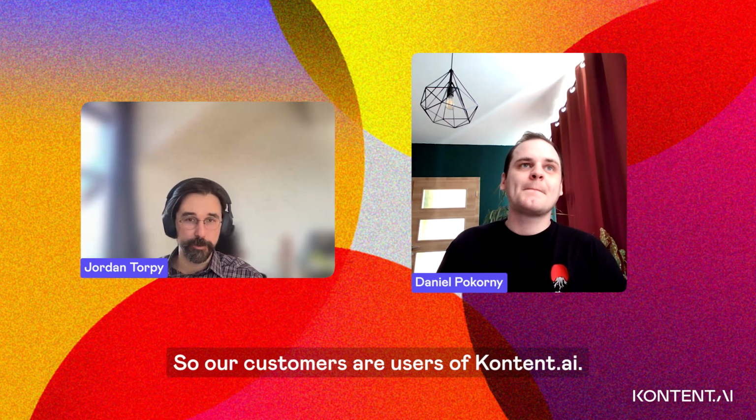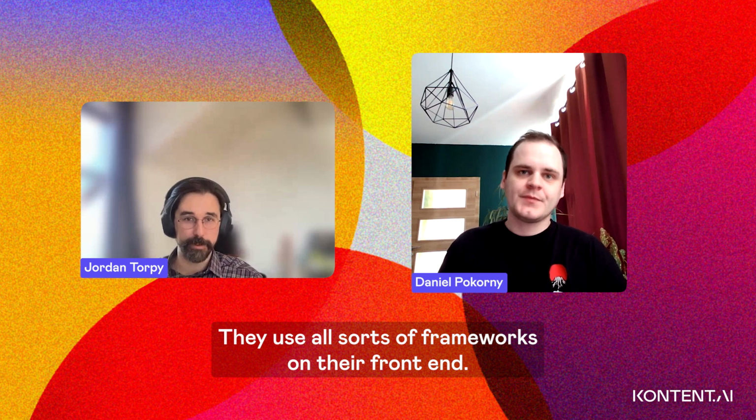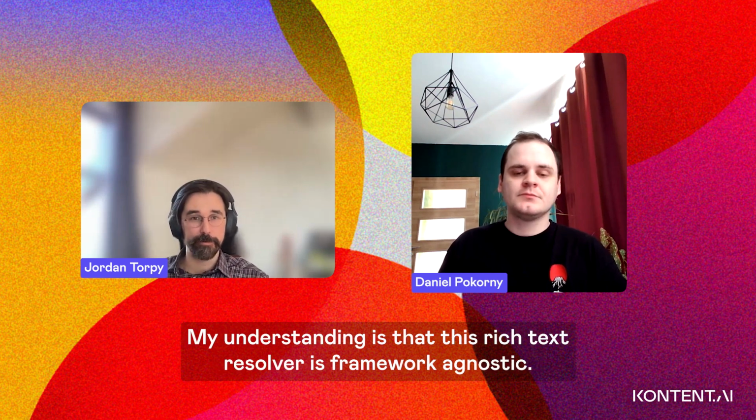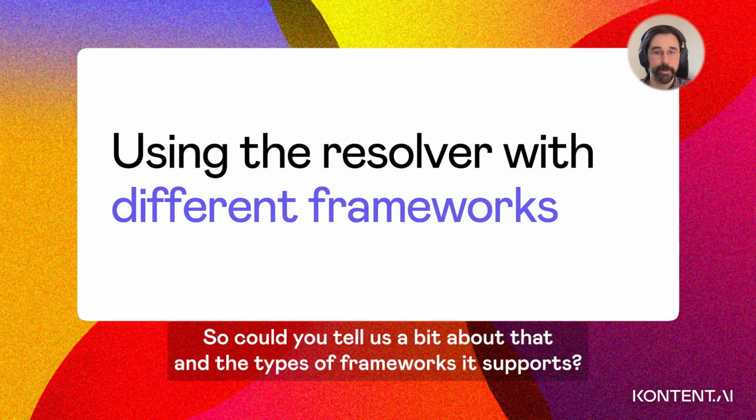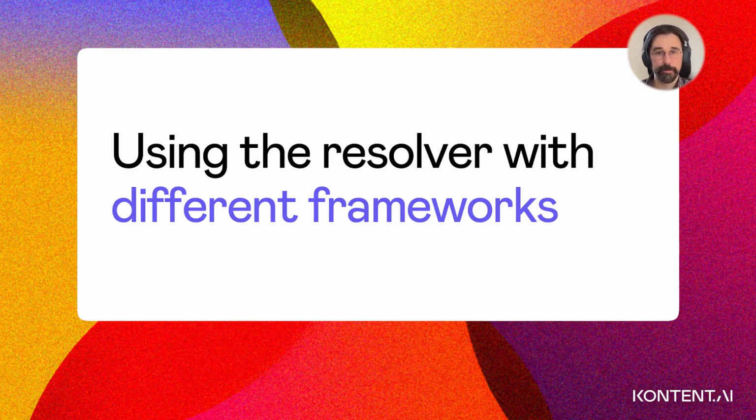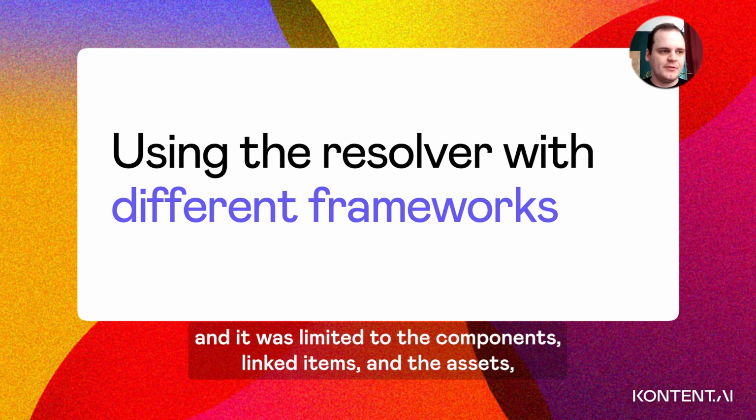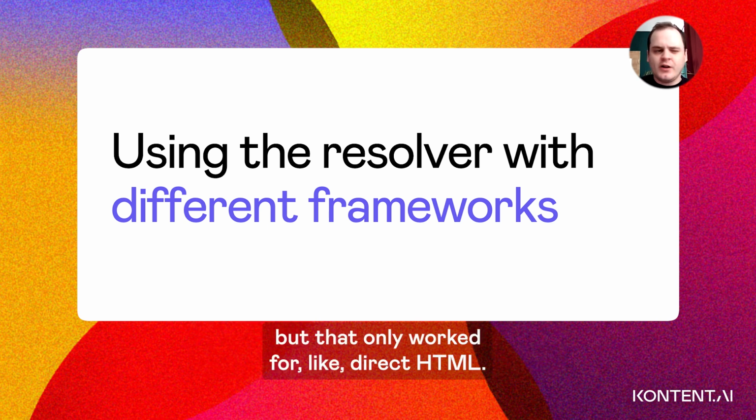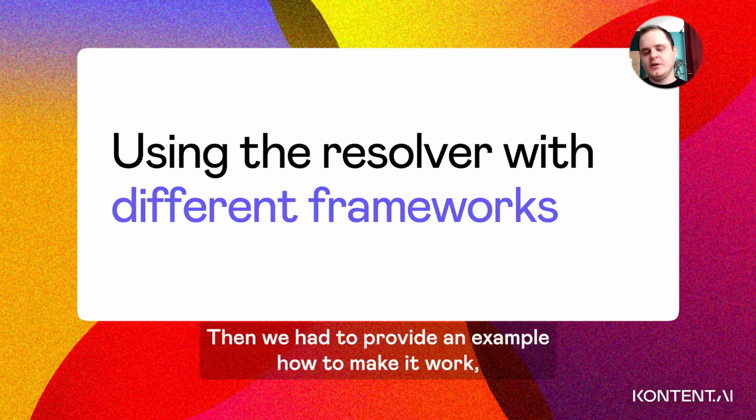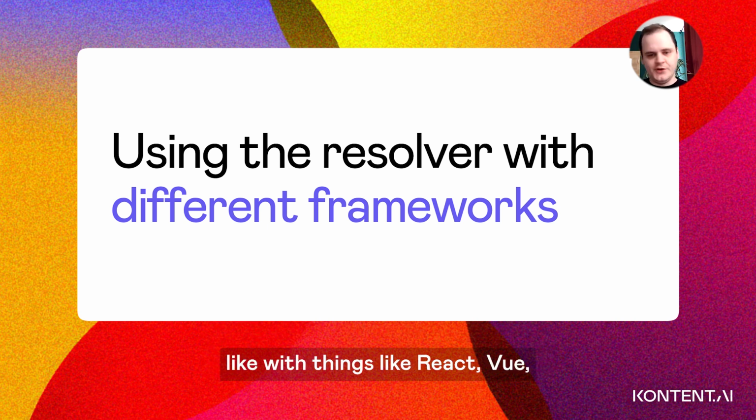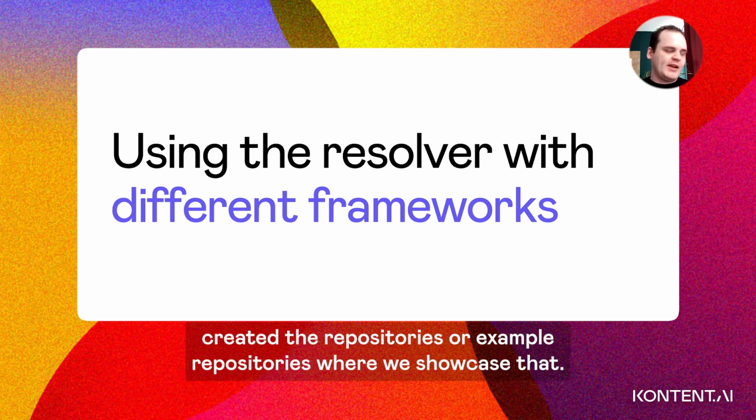So our customers or users of Kontent.ai use all sorts of frameworks on their front end. My understanding is that this rich text resolver is framework agnostic. So could you tell us a bit about that and the types of frameworks it supports? Yeah, so basically, like I said, originally the resolution was tied to the SDK, and it was limited to the components, linked items, and the assets. But that only worked for direct HTML. Then we had to provide an example of how to make it work with things like React, Vue.